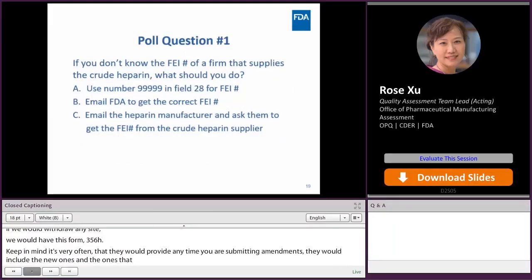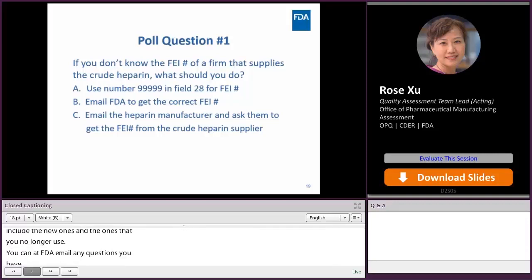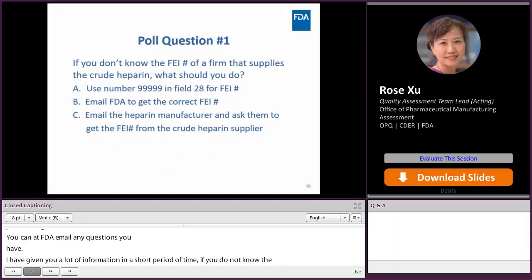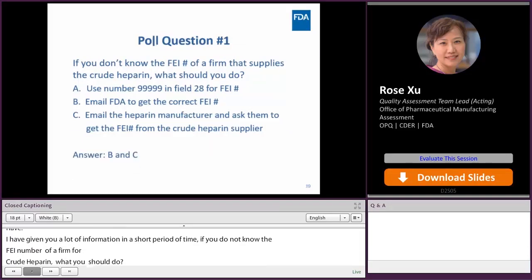So now I understand I gave you a lot of information in such a short time. I'd like to get into the testing. The first question is, if you do not know the FEI number of a firm that supplies the crude heparin, what should you do? A, use number 9999 in field 28 for FEI number. B, email FDA to get the correct FEI number. C, email the heparin manufacturer and ask them to get the FEI number from the crude heparin supplier. The answer is B and C.